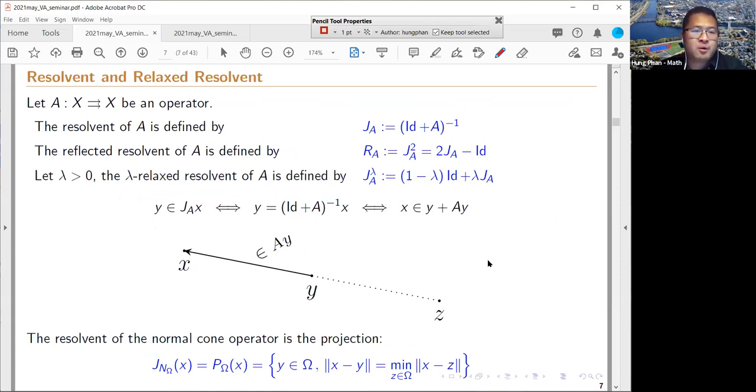Let A be an operator. The resolvent of A is defined by the inverse of the identity plus A. And for the reflected resolvent, we take the reflection of the original point over the resolvent. So it is 2JA minus identity.